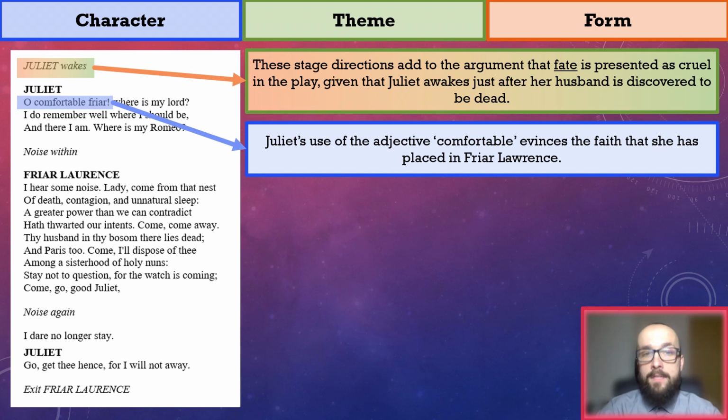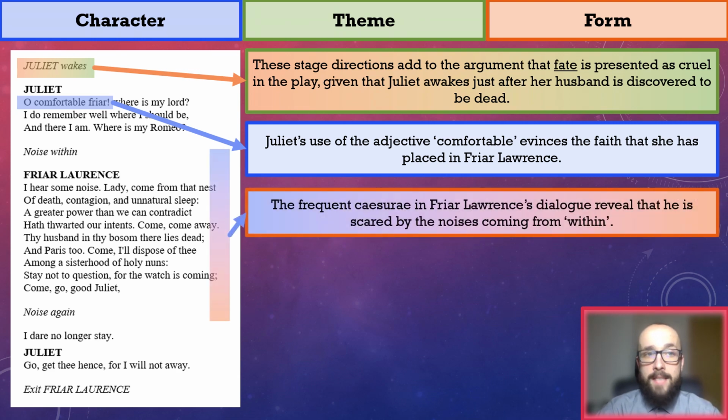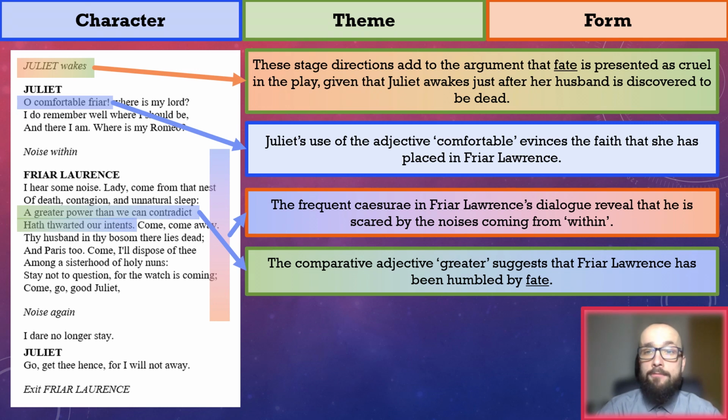Now, in Friar Lawrence's dialogue, there are many examples of caesurae. To me, their frequency suggests that Friar Lawrence is scared by the noises coming from within, perhaps revealing that he is aware that his meddling has crossed several lines when it comes to permissible behaviour. Indeed, when the friar claims that a greater power has ruined their plans, the comparative adjective greater suggests that he has been humbled by fate and that he has been reminded of his relatively lowly place in the grand scheme of things.